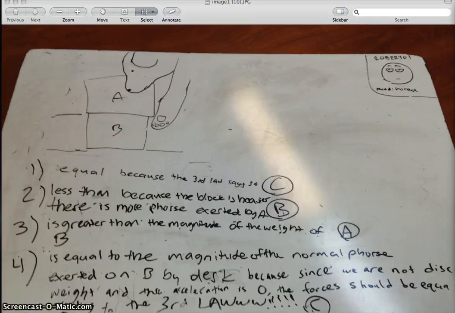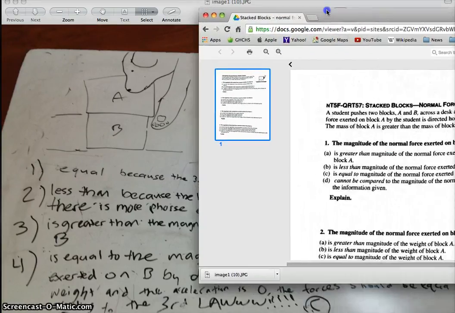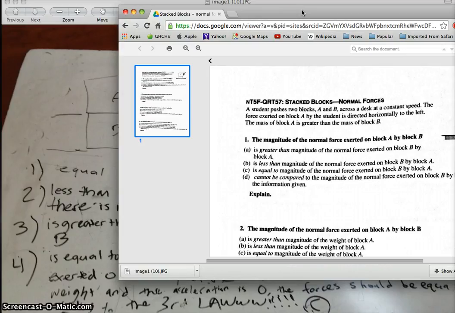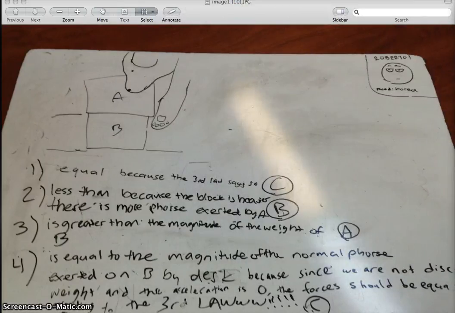So this is the stacked block problems regarding normal force. The first one says the magnitude of the normal force exerted on block A by block B is one of these choices. So we said it was C because the magnitude of normal force exerted on block B by block A is equal to one another, and that's due to Newton's third law of interaction: when there's one force, there's always an opposing force that is typically equal.